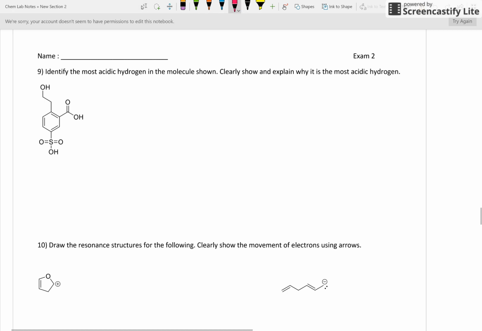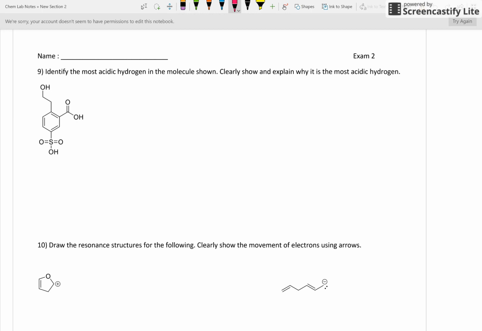Okay, let's look at number 9 on the exam. Again, I apologize. I'm still fighting a cold, so my voice is probably sounding a little bit strange, but we'll get through it anyway. Number 9 is asking to find the most acidic hydrogen in the molecule below, and it's asking to clearly explain and show why it's the most acidic hydrogen.